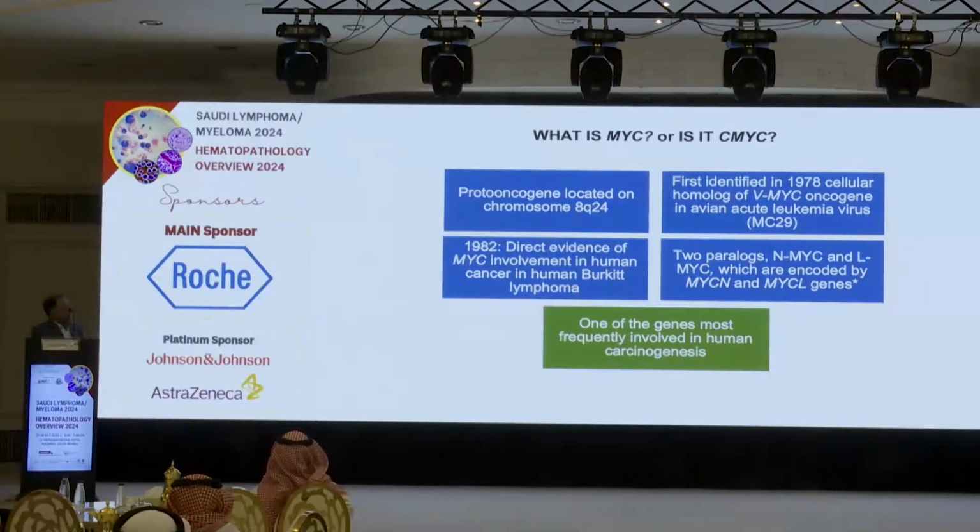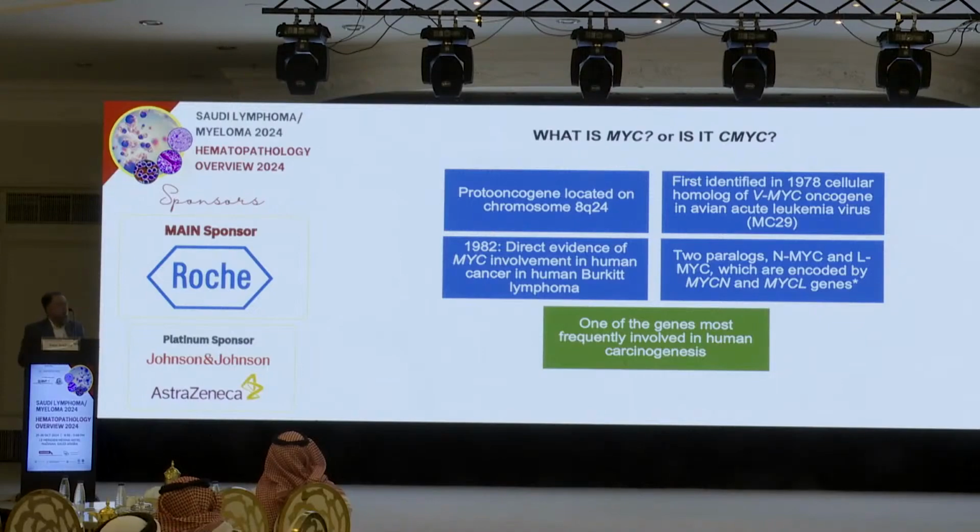It was identified back in 1978. Also, very interestingly, the first discovery of a translocation in lymphomas was in 1982, with the discovery of the C-MYC and IGH translocation, t(8;14), being characteristically described in Burkitt lymphoma back then.